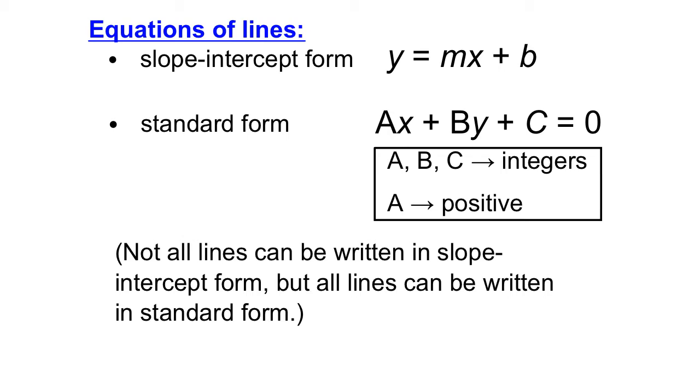You've already seen that when we're dealing with vertical lines, you cannot write the equation in slope-intercept format, but you can write it in standard form. So there's pros and cons to it. Really, we're just getting you used to seeing standard form so that you know how to work with it. But the main thing to remember is that standard form only has integers, so no fractions, and a, the coefficient in front of the x, has to be positive.